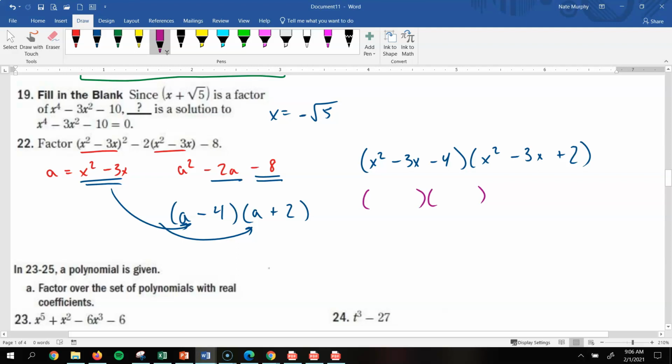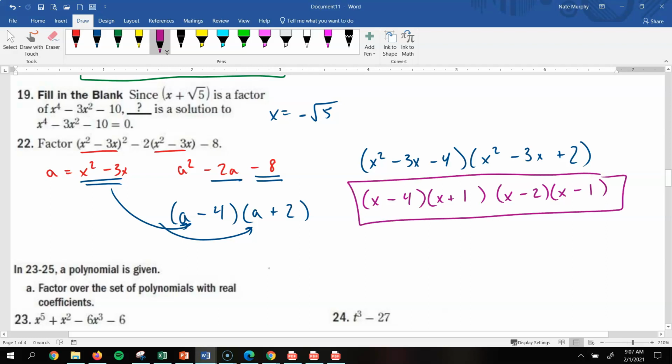So I want to look to see, are there any two numbers that multiply together to be negative 4 and add together to be negative 3? That would be x minus 4 and x plus 1, because negative 4 times 1 is negative 4, and negative 4 plus 1 would be negative 3. Now let's look at the x squared minus 3x plus 2. Are there any two numbers that multiply together to be a positive 2 and add together to be a negative 3? That would be negative 2 and negative 1, because negative 2 times negative 1 is a positive 2, and negative 2 plus negative 1 is negative 3. So that would be your answer after factoring all that down.